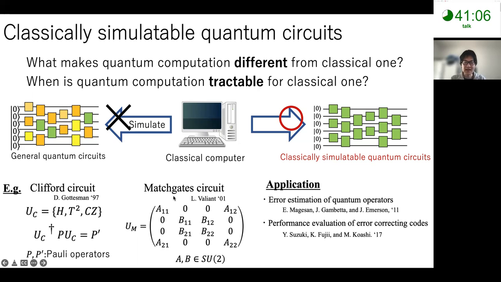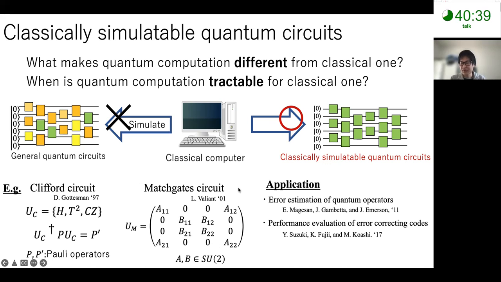Another famous example of a classically simulable quantum circuit is called matchgate. A matchgate is a 2-qubit gate written in this form. Here A and B are unitary operators in SU(2).